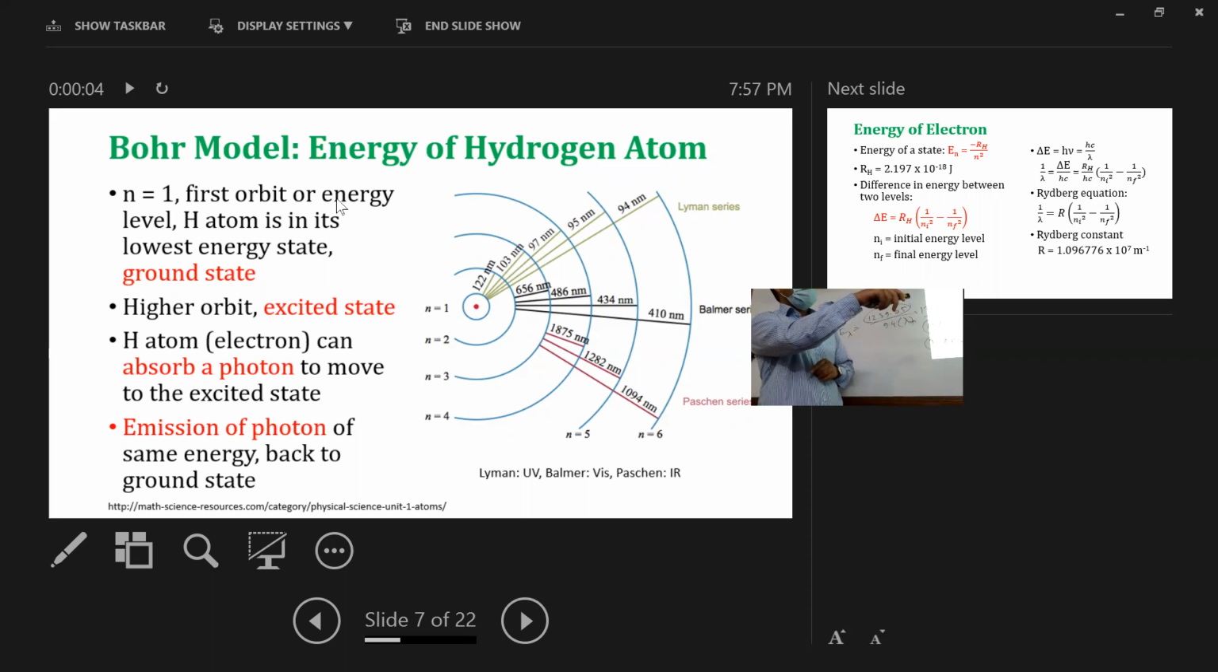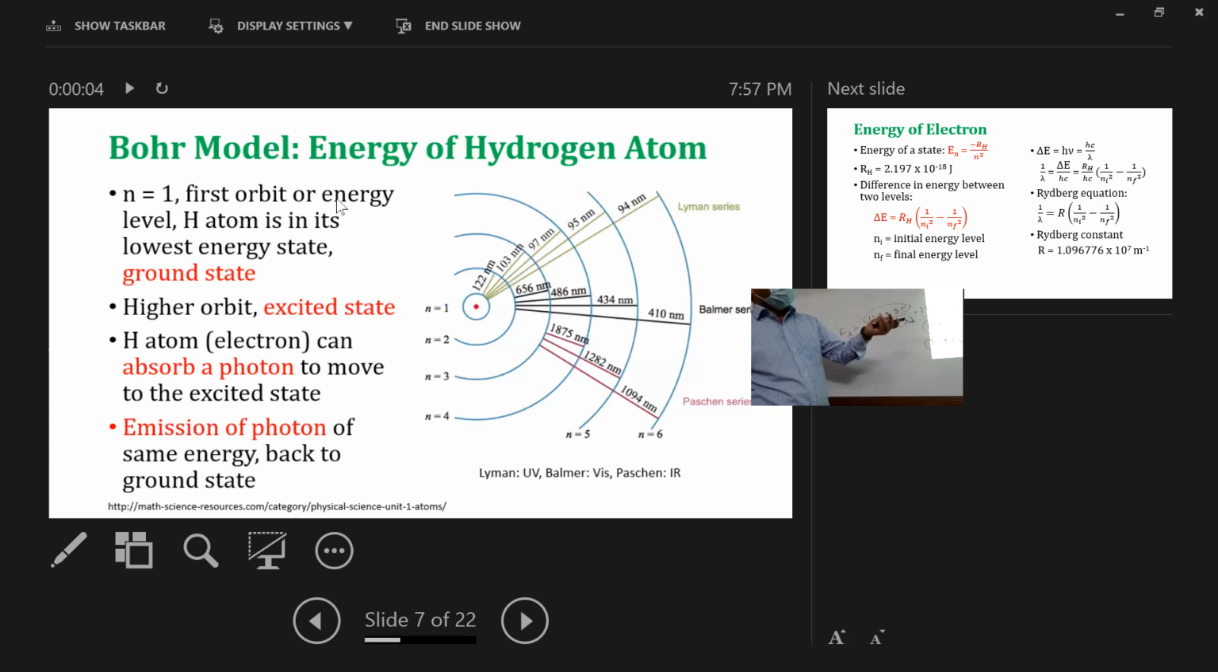So if it comes back to this shell, how much energy is released? Corresponding to that, we will get some radiation, and that will be observed like a Balmer series. This is the Balmer series. And if it releases a little bit less and comes back to the third shell, then we can call it the Paschen series. That is the way we can observe different types of radiation or electromagnetic waves from the excited atom.